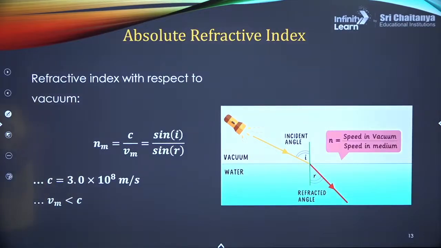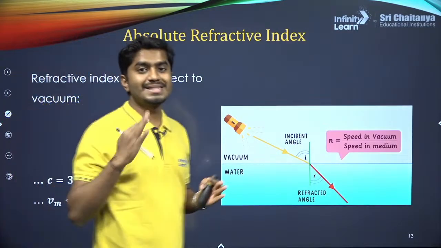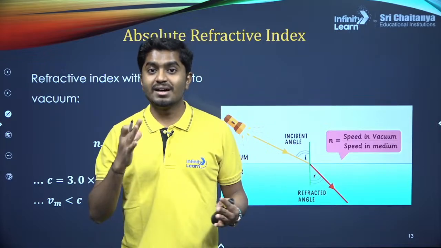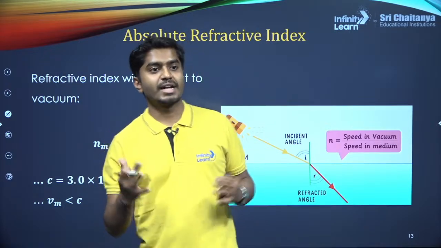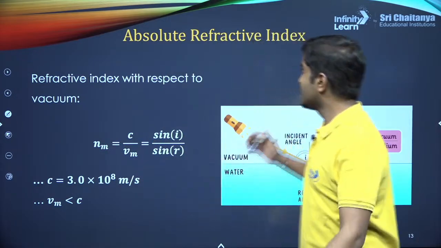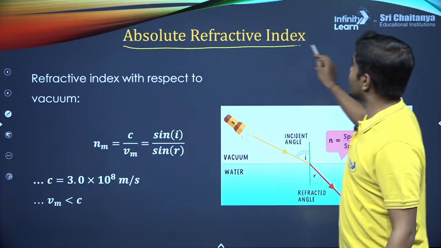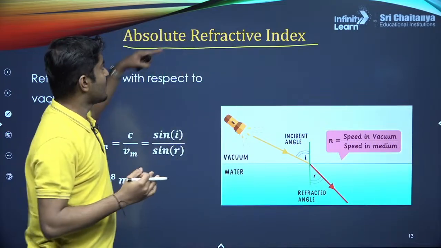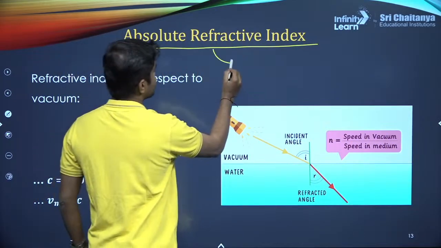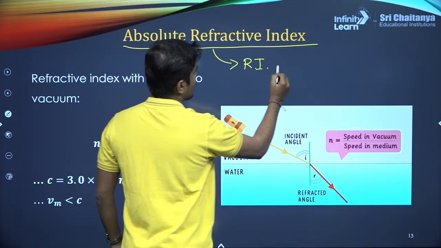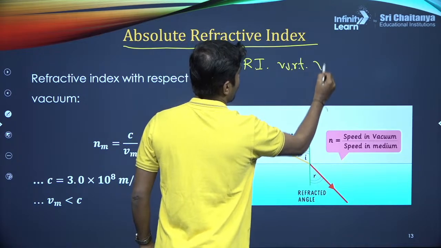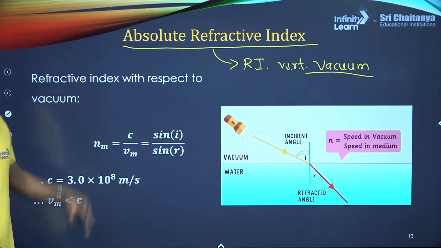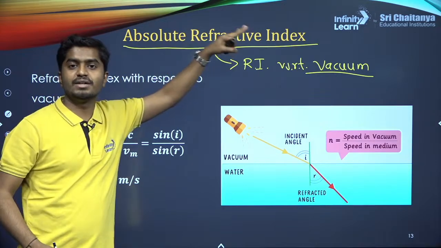Alright. So now let's combine. We have learned the second law of refraction, that was Snell's law, and then we have learned the definition of refractive index. So let's just combine these two. Then we'll get the absolute refractive index. So what is absolute refractive index? It is the refractive index with respect to vacuum. So when you measure the refractive index with respect to vacuum, it is called absolute refractive index.